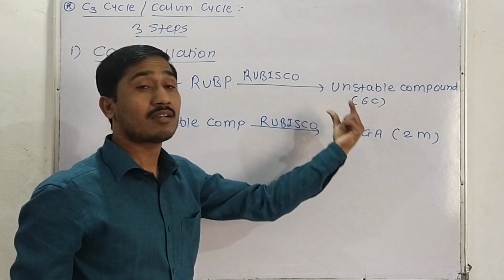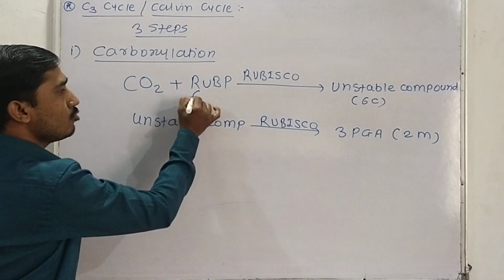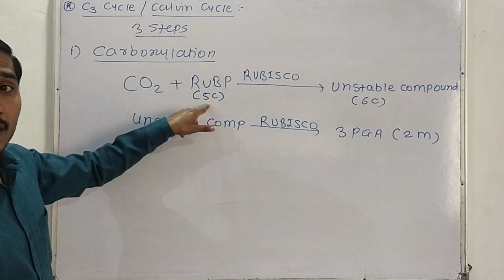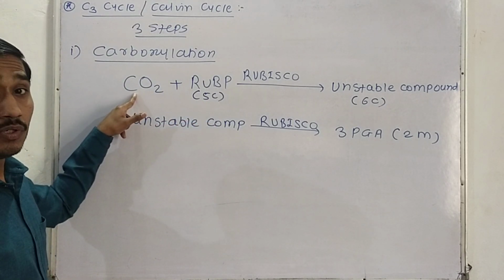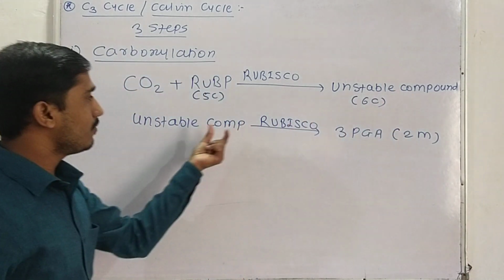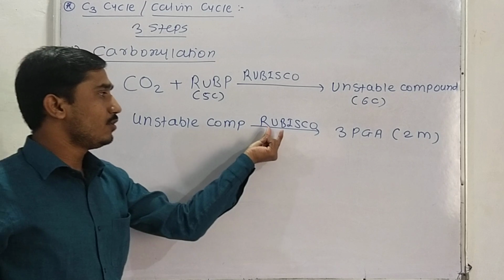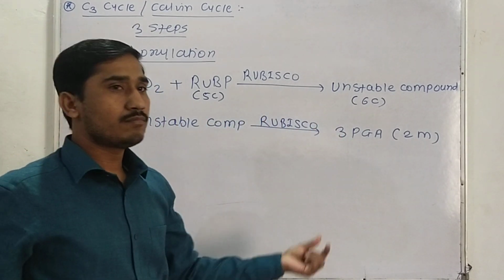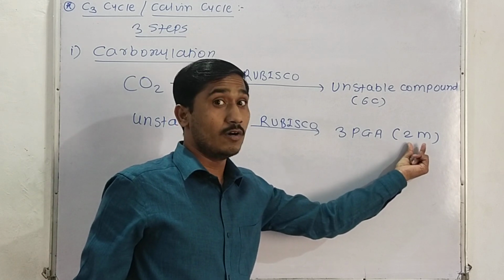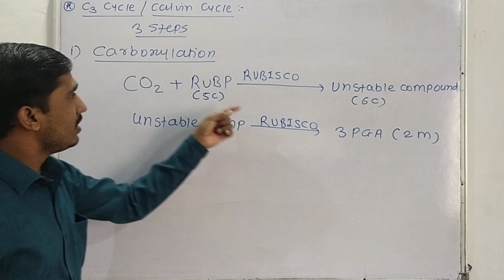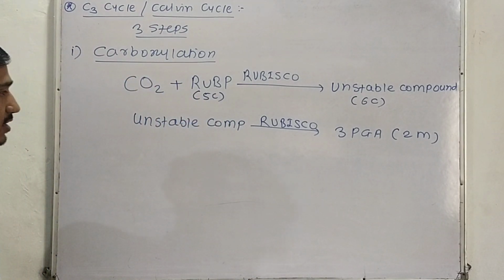Actually, how are these 6 carbons there? This RuBP is a 5-carbon compound. So 5 carbons from RuBP, 1 carbon from CO2. There are 6 carbons in the unstable compound. This unstable compound is immediately converted into 3-PGA, and how many molecules of 3-PGA are produced? 2 molecules, and here the same enzyme is present, that is Rubisco. This step is called carboxylation.